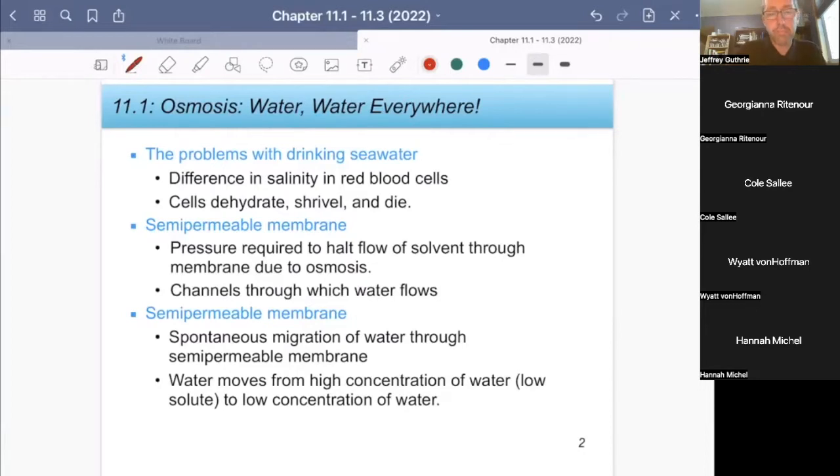Okay, so it looks like at the bottom here, it describes osmosis the opposite way from how I did. I said it moves from a low solute concentration to a high solute concentration, which is the same as what it says at the bottom, right? Moving from a high concentration of water to a low concentration of water. Okay, it means the same thing.